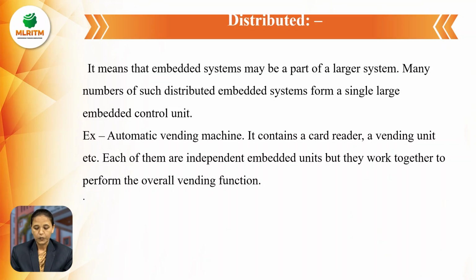For example, an automatic vending machine contains a card reader, a vending unit, and so on. Each of them is an independent embedded unit, but they work together to perform the overall vending function. Same as the automatic vending machine, you can see the ATM machine in general life. So both are distributed functionality systems.